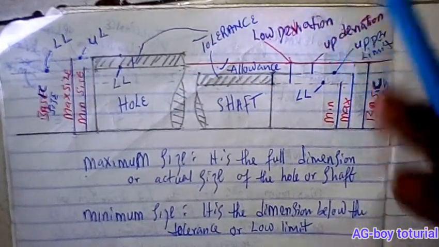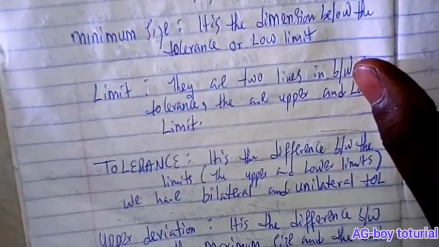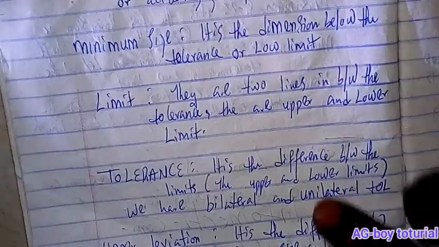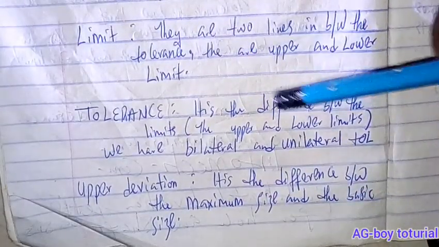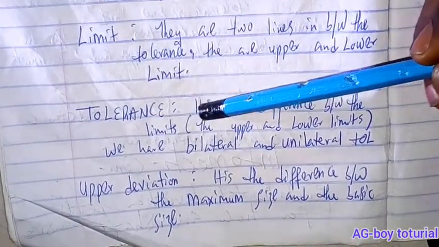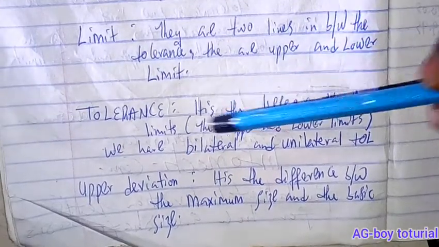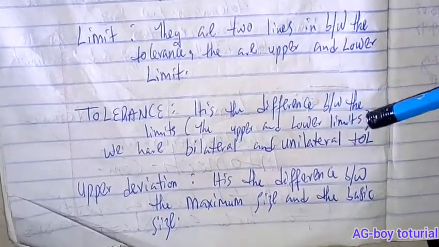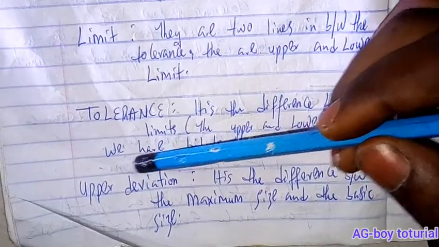Then tolerance. Tolerance is the difference between the limits, that is the upper limit and the lower limit. And we also have bilateral and unilateral tolerance.